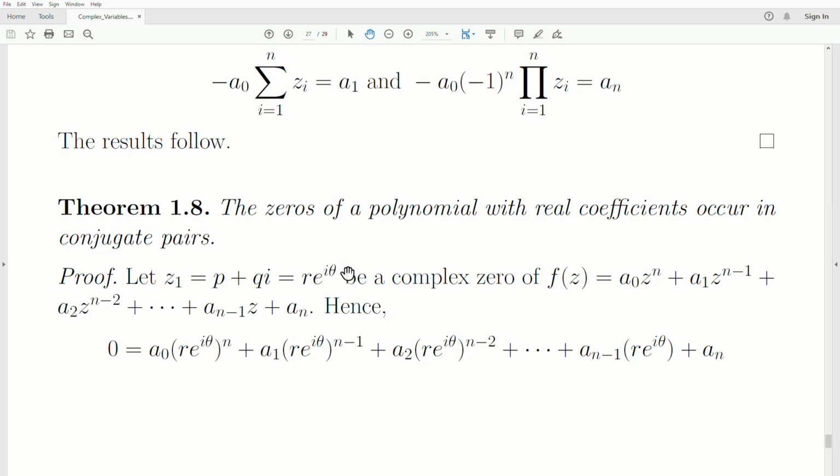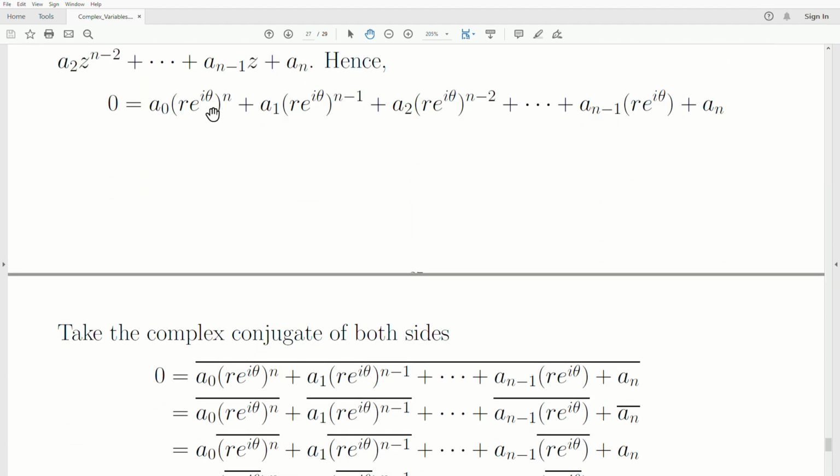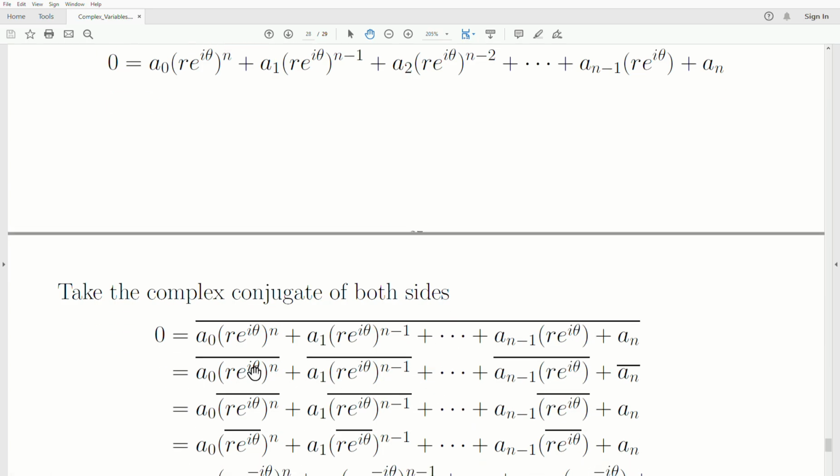So we plug in that value for z, right? And that equals 0. Now, if we take complex conjugates of both sides, this is a real, so the complex conjugate is just itself. But we take the complex conjugate of this. Earlier in the playlist, we showed that the complex conjugate of a sum of numbers is the sum of the conjugates. So we take the complex conjugate of each term.